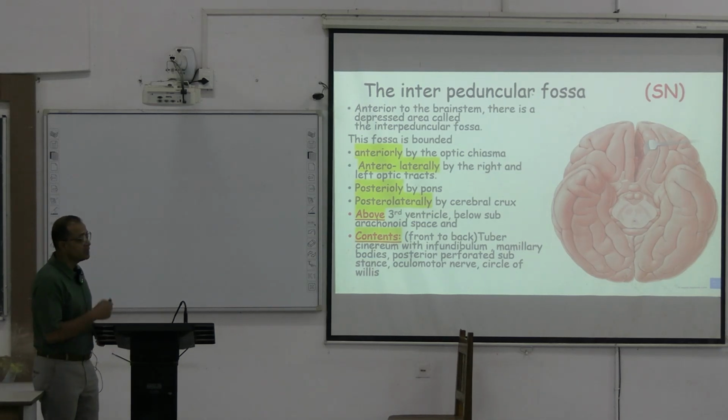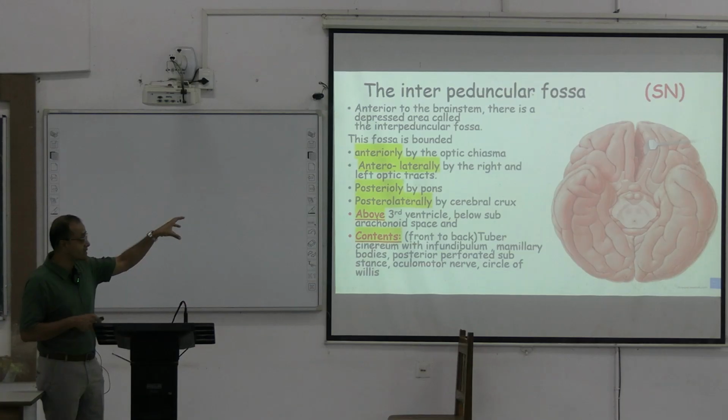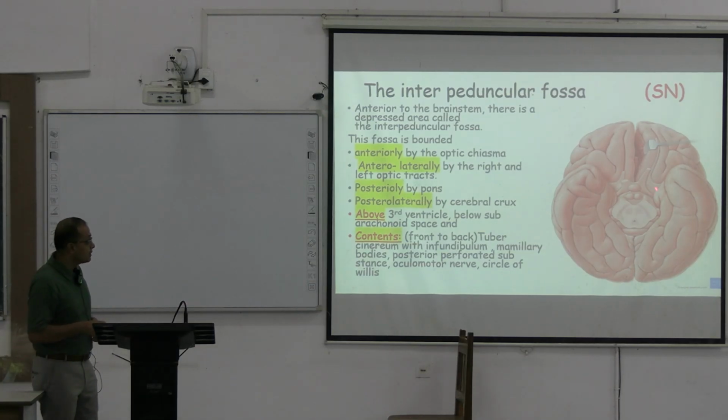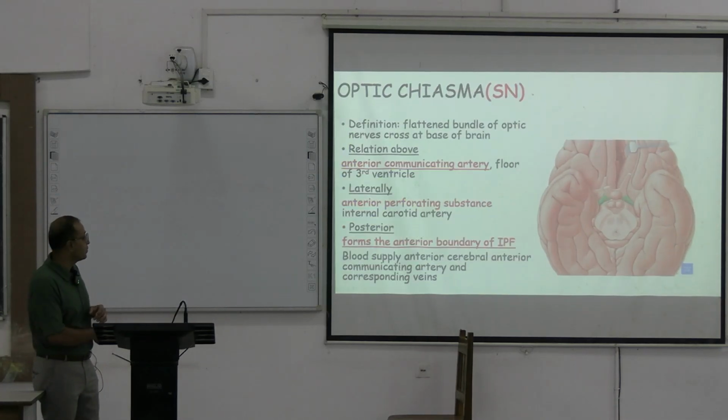Now, the importance of this perforating substance for us is that from this circle of Willis, the blood vessels penetrate and go into the brain, supplying the substance of the brain internally. Internally we have the basal ganglia, nucleus, thalamus, etc., or parts of the diencephalon. Through these pores run the blood vessels coming from the circle of Willis. That is what we are going to talk about.